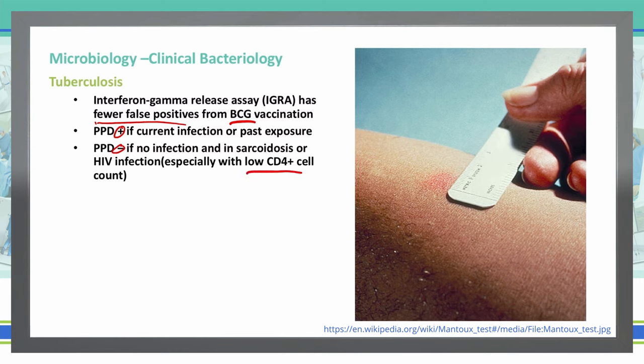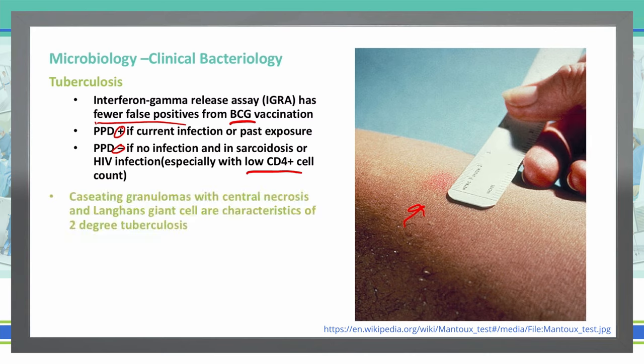If you remember how the PPD test works, you take a small insulin syringe and inject a small amount of the PPD protein underneath the skin, and then within 48 hours you read it, and your amount of induration, as you can see in this picture here, or the redness or swelling that can occur, will tell you whether or not you have a positive or a negative test. And one further point here is caseating granulomas that have a central necrosis, as well as Langhans giant cells, are characteristic of secondary tuberculosis.